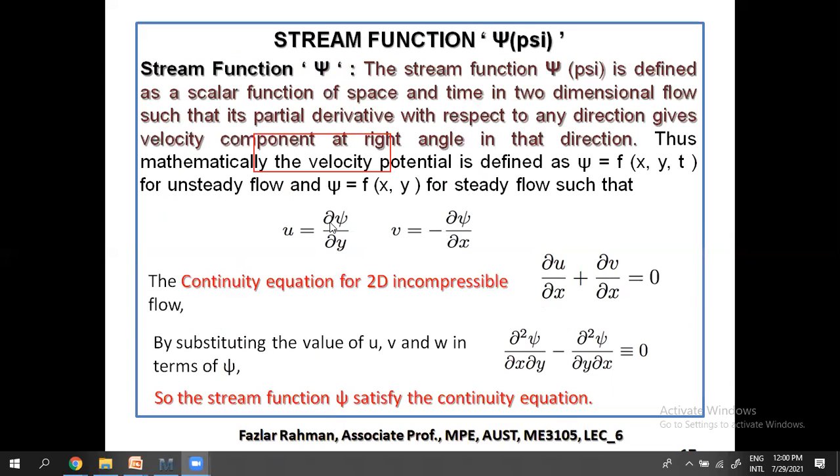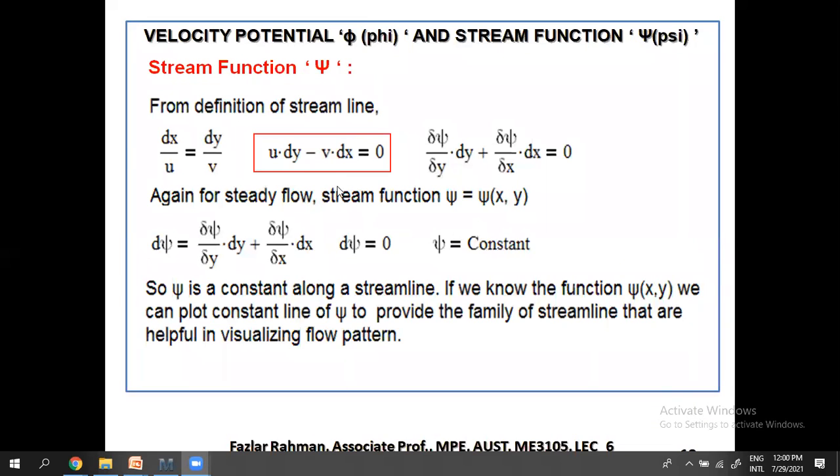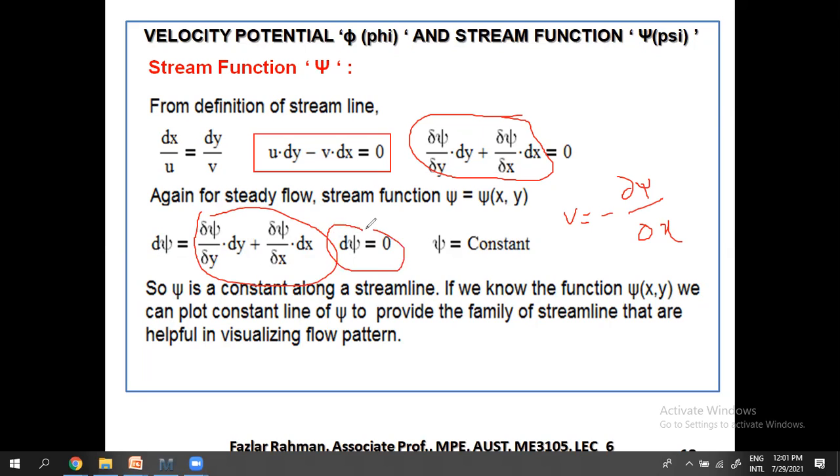You look over, this is u, this is v. This uv we put over here. This is u and this is v. V equal to minus del psi by del x. So this minus becomes plus. So this equal to 0. Now this value you put over here, you see. So what are we getting actually? d psi equal to 0.